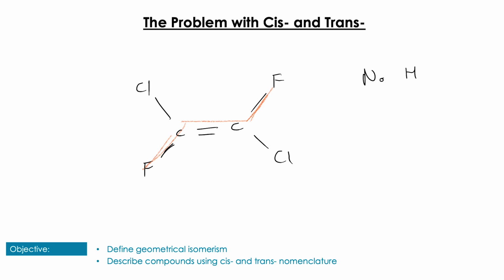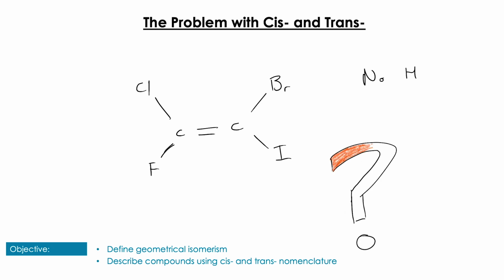And you may go, well, this is obvious. I've got a trans, they're the same on opposite sides. However, it gets a little bit more complicated if we have 4 different groups. Like here, if I replace bromine and iodine and put those in the molecule, what are we going to do in this situation where we have 4 different groups then?